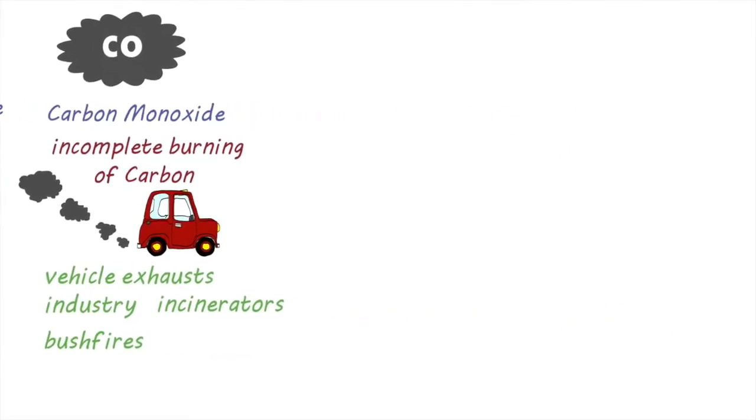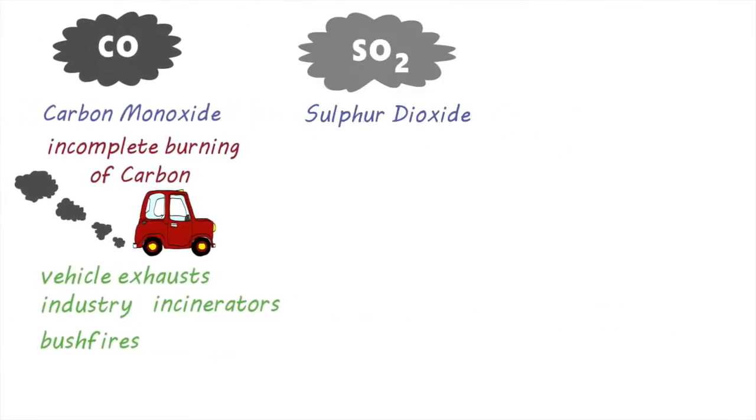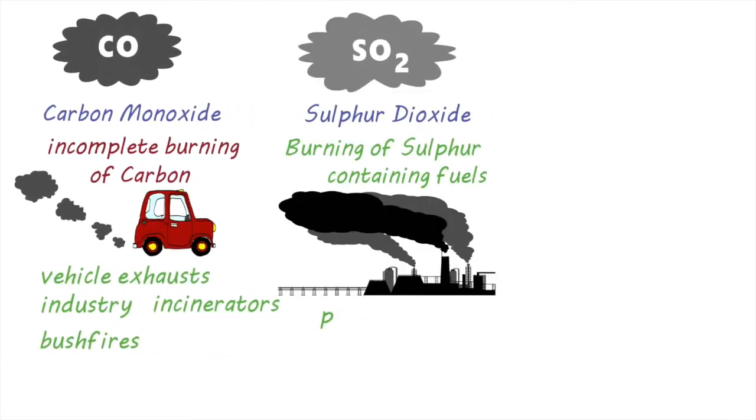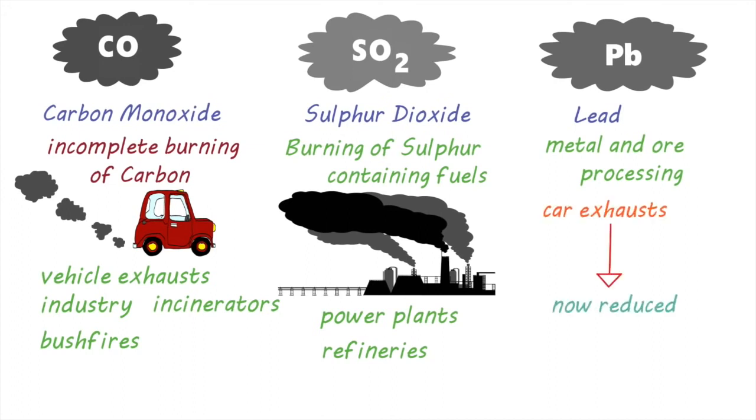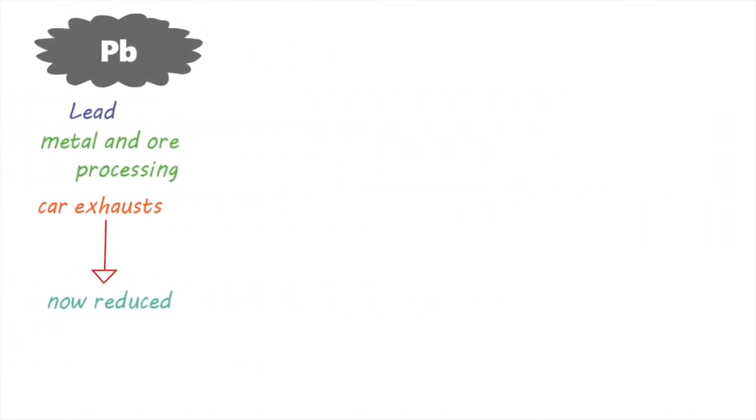Sulfur dioxide is a gas that can be produced when sulfur-containing fuels are burnt during industrial processes like in power plants and refineries. Lead is produced mostly as a result of metal and ore processing. Motor vehicle exhaust used to be a major source of lead pollution. However, regulatory efforts to reduce lead in fuel has led to a massive reduction in lead emissions.